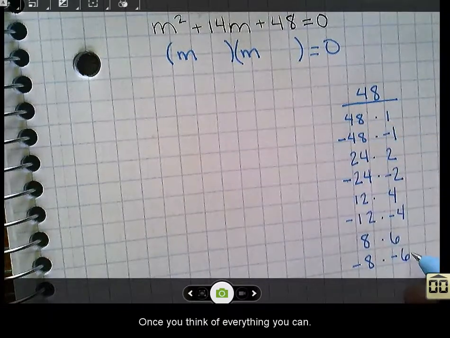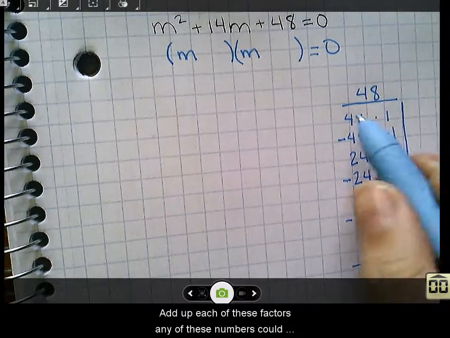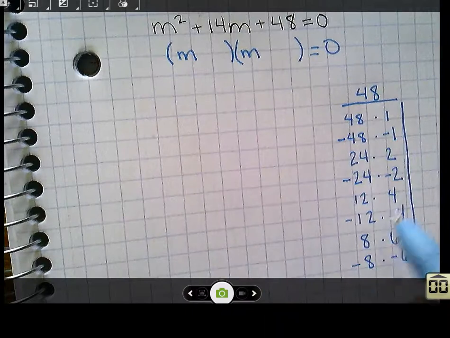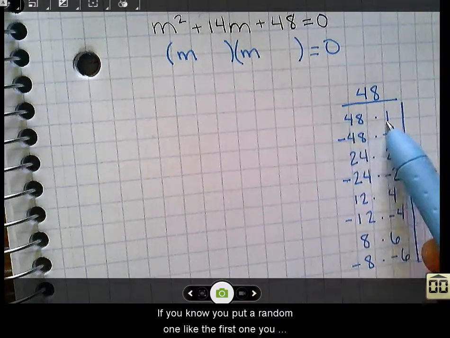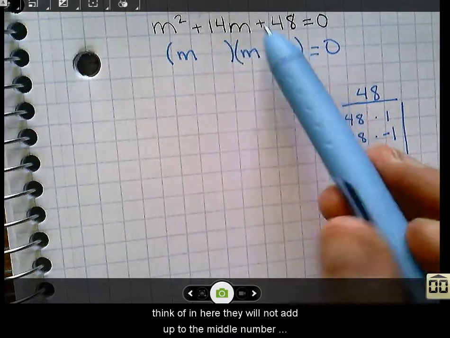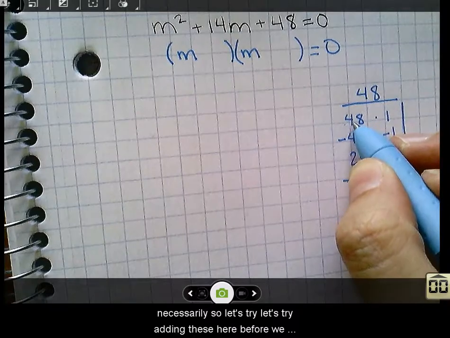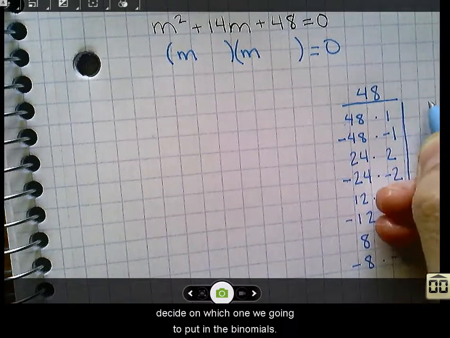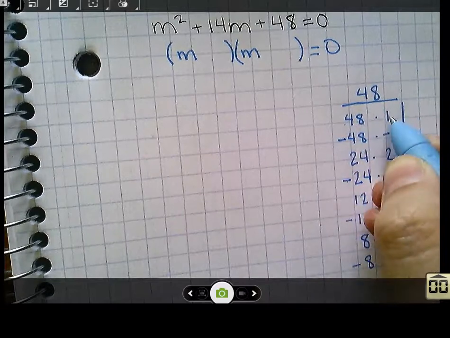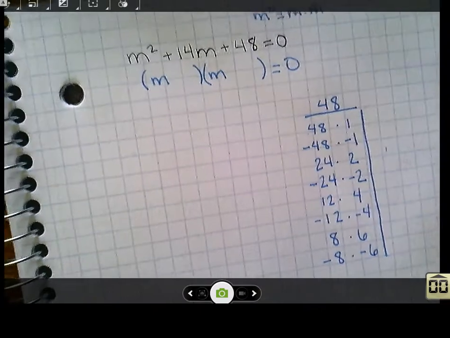Once you think of everything you can, you're going to add up each of these factors. Any of these numbers could go in here, but the problem is if you put a random one like the first one you think of in here, they will not add up to the middle number necessarily. So let's try adding these up here before we decide on which one we're going to pick. So 48 plus 1, I'm adding now.